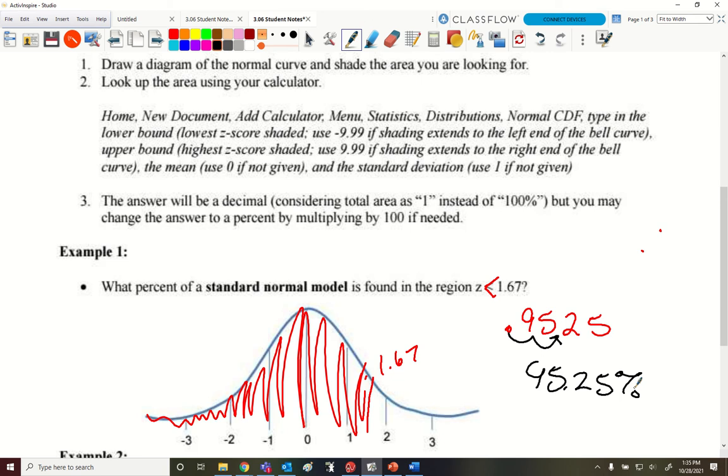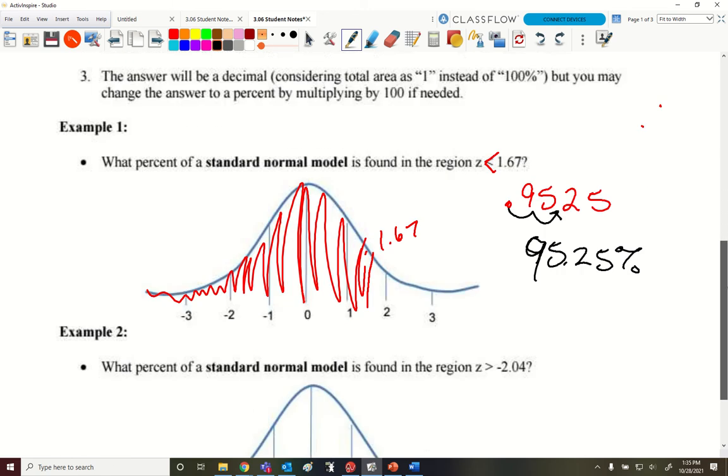The answer will be in decimal, considering total area is 1 instead of 100%, but you may change the answer to percent by multiplying by 100, and that's what we do by moving this over too. So 95.25%, and you always want to have at least 2 decimal points right here. Questions? Is that pretty easy there? Kinda? Hopefully? Yes? All right.